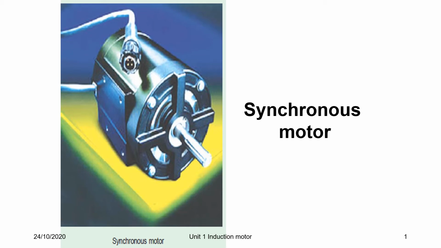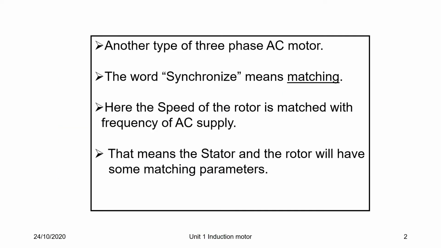Next motor, synchronous motor. In the first class we discussed that the three-phase AC supply is divided into single phase and three phase. With three-phase supply we can run two kinds of motor. One is the synchronous motor, and the other is the asynchronous motor, or you can call it the induction motor. So the synchronous motor is also another type of AC motor.